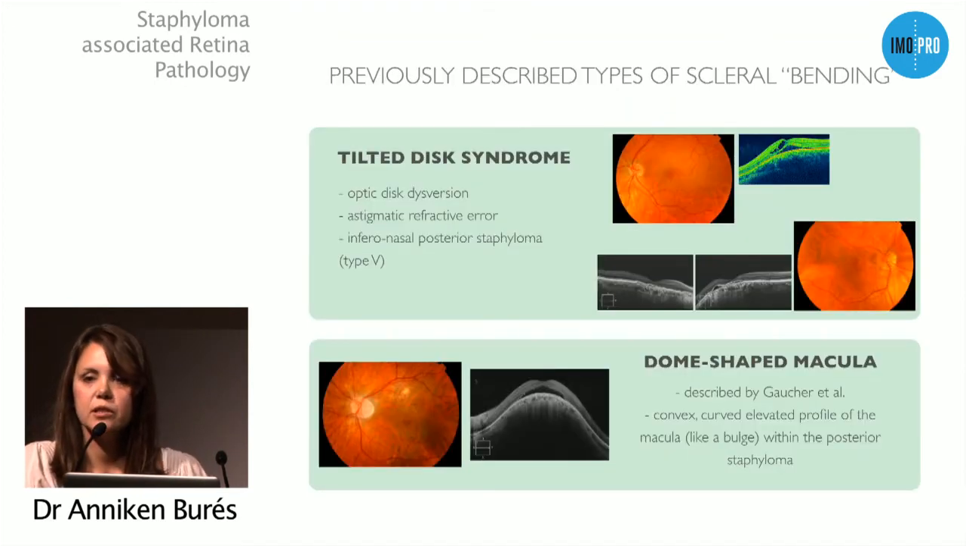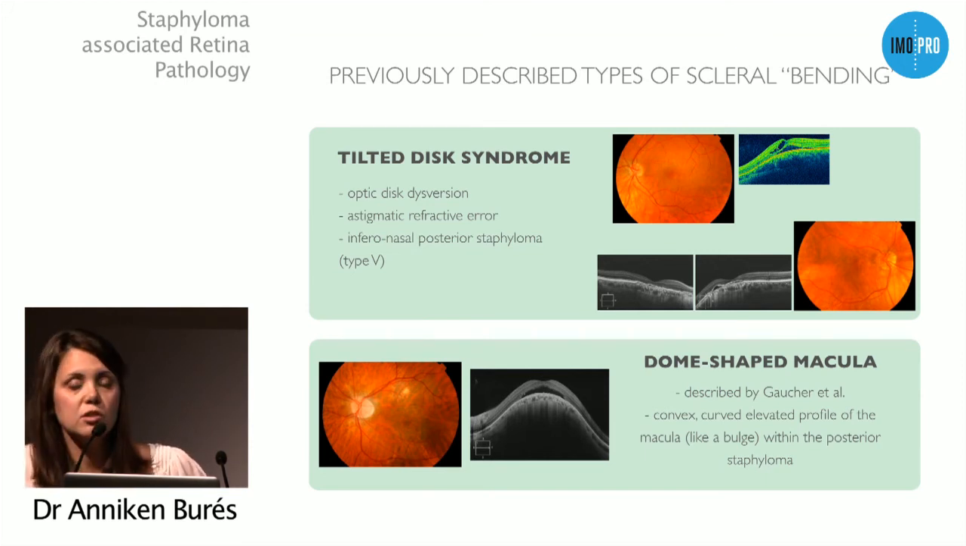But the pathology associated to the border of the staphyloma is not something new. This has been described for many years. The tilted disc syndrome is an entity that was described many years ago. It's described in eyes with an inferonasal staphyloma, in which subretinal fluid, as in this case, is often seen at this site. More recently, Gaucher and colleagues described also another entity that they described as different, which is the dome-shaped macula, which is a convex, more dome-shaped elevation in the middle of the staphyloma, and this is also associated with this complication, the subretinal fluid.